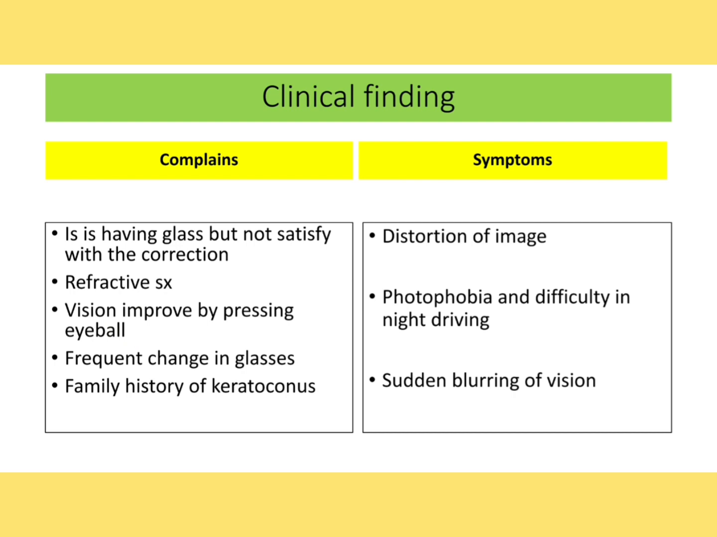Or if the patient says that, "Hey, my grandfather has keratoconus, so that's why I came here for a routine eye examination," then you may suspect the person may have keratoconus. What are those symptoms that the patient can say? The patient can tell you about distortions of images. The patient can also say photophobia, difficulty in night driving, or sudden blurring of vision if the person has keratoconus.